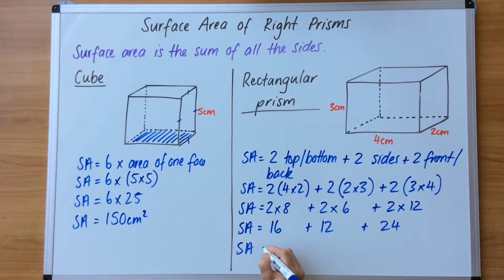And the last line, I'm going to add that all up. 16 plus 12 plus 24 is 52. The units are centimetres and it's area, so it is squared. So essentially all I'm doing is figuring out all the areas and adding them up to get the surface area, because the surface is the outside of these shapes.